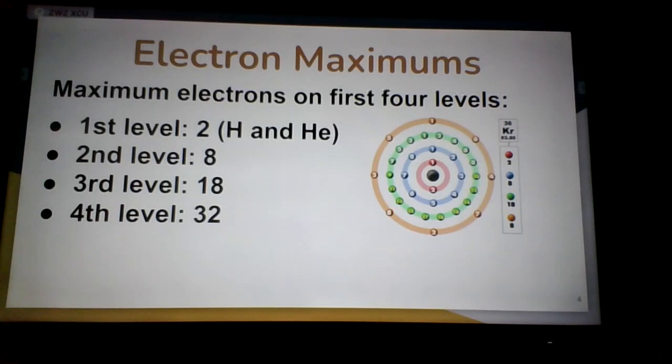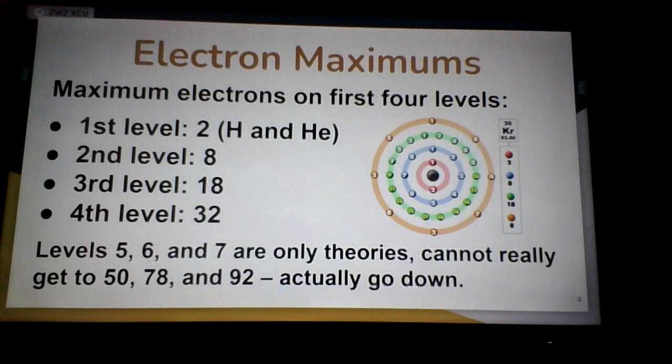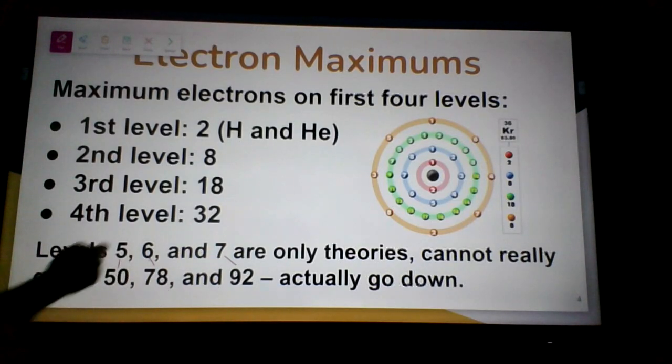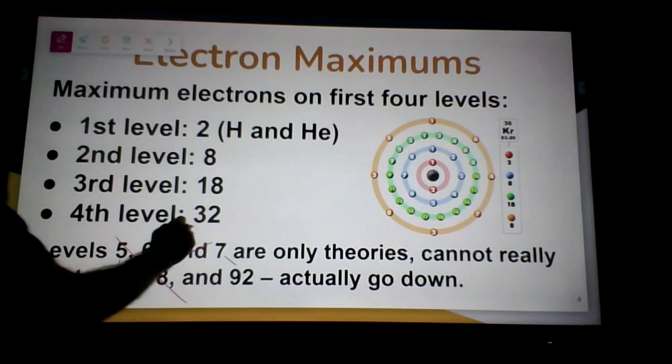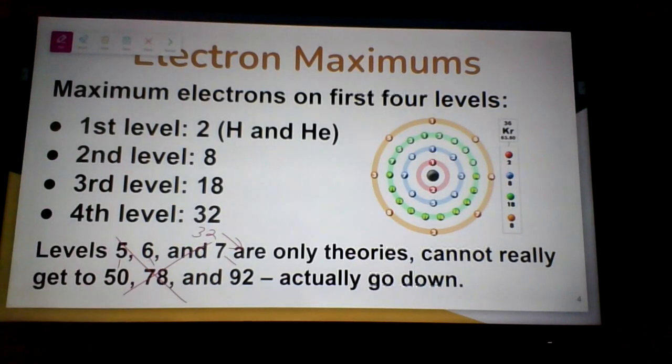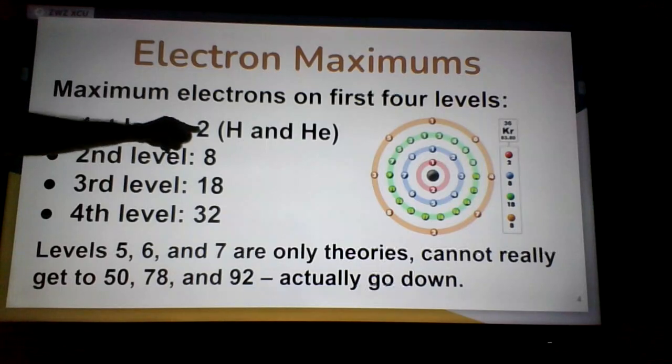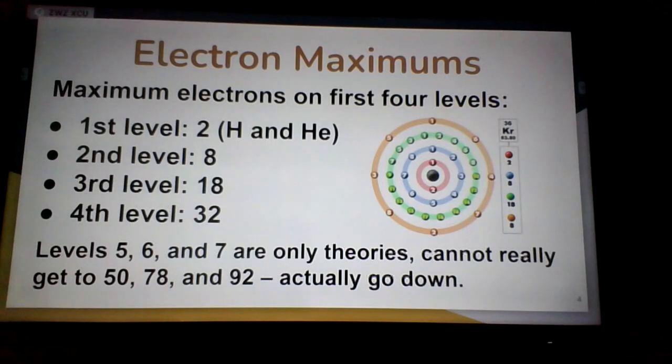I said a few minutes ago that I'll mention 5, 6, and 7. Theories for 5, 6, and 7 is that level 5 could go to 50, level 6 could go to 78, and level 7 could go to 92 if the pattern of the first 4 were to continue. Thing is, they don't. They actually go as much as 32 and then back down, and that makes it a little more complicated, and you'll learn more about levels 5, 6, and 7 in higher levels of chemistry class. So in our class, we worry about just the first 4 energy levels as far as the maximums go. First level 2, second 8, third 18, fourth 32. Ready?